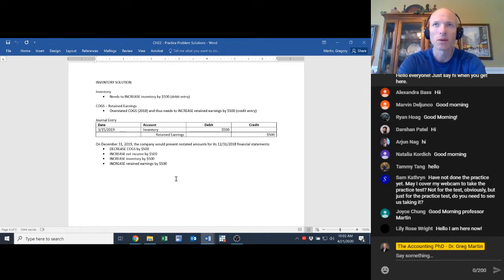And so in this case, if they missed it in the ending inventory count, then it would have been accidentally included in cost of goods sold. And so that means that cost of goods sold in 2018 was overstated. And since cost of goods sold is an expense, the other side of the effect of the inventory count is that retained earnings also needs to increase by $500. And so the debit is the increase to the inventory account for $500, and then the credit is an increase to retained earnings. Again, the reason why it's to retained earnings is because cost of goods sold had already been closed at the end of the year. So the only account left is that permanent retained earnings account.